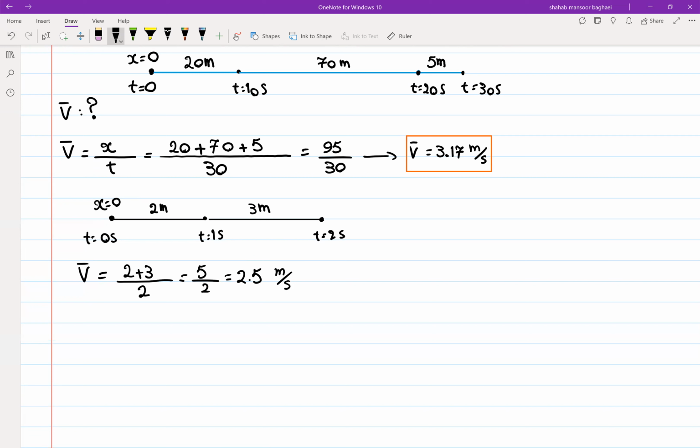Therefore, for the average velocity quantity, you don't care about the real velocity for each second. We should discuss this quantity for total displacement and total time. Thank you.